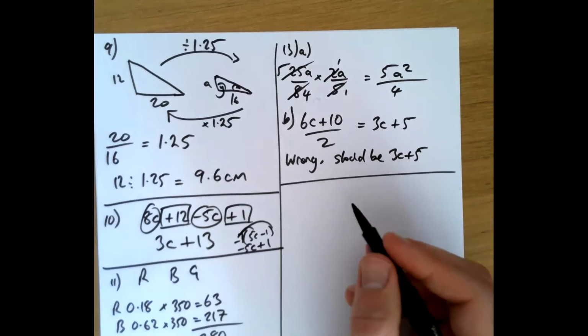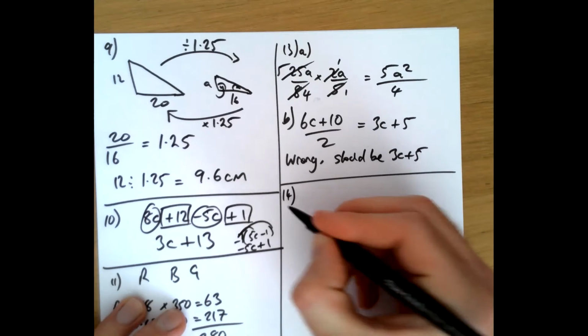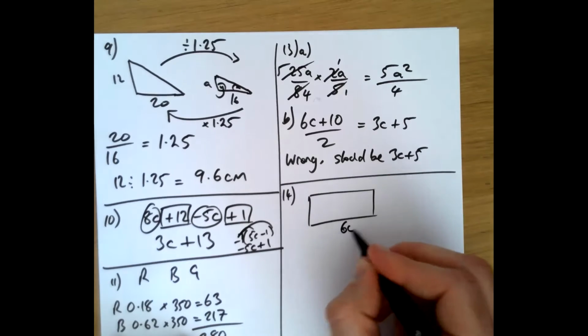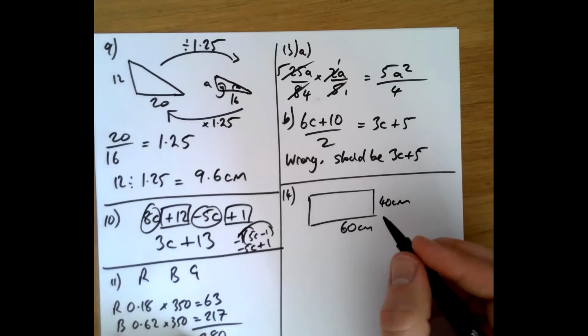Okay, is that all that you had to do with that one? Fair enough. Number 14 then. So a rectangle has a length of 60 centimeters and a width of 40 centimeters. The length decreases by 15%. The width decreases by 10%. Sue says the perimeter decreases by 25%, because 15% and 10% is 25%. Is she correct?